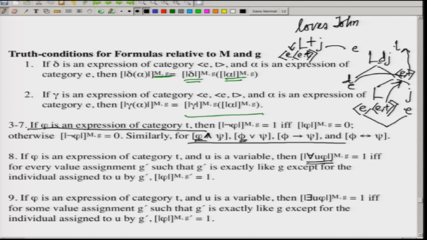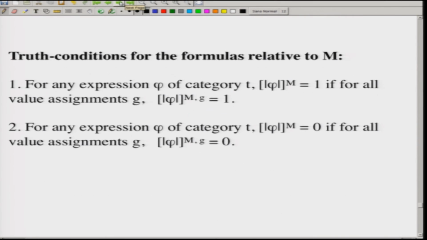The value of all u phi with respect to m and g is 1 if and only if for every value assignment g prime such that g prime is exactly like g except for the individual assigned to u, phi with respect to m and g prime, that is, the value of phi with respect to m and g prime, is 1. So, this is the formula for all, and similarly this is the formula for some. We have seen this several times, so I do not think we should repeat.